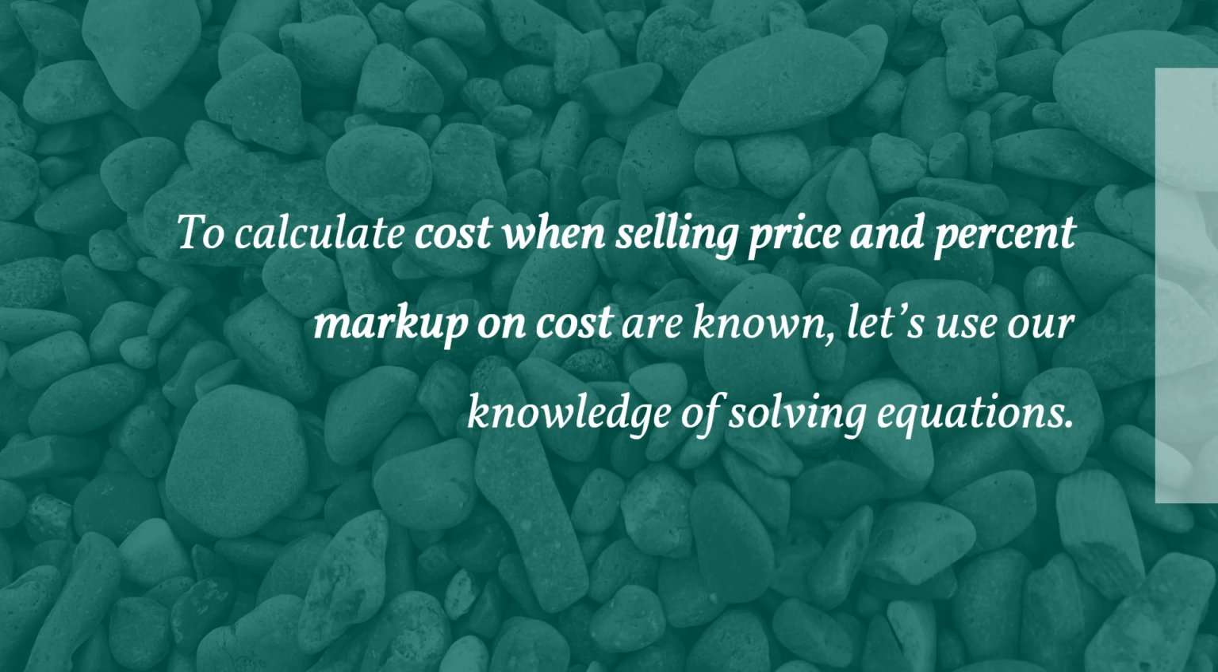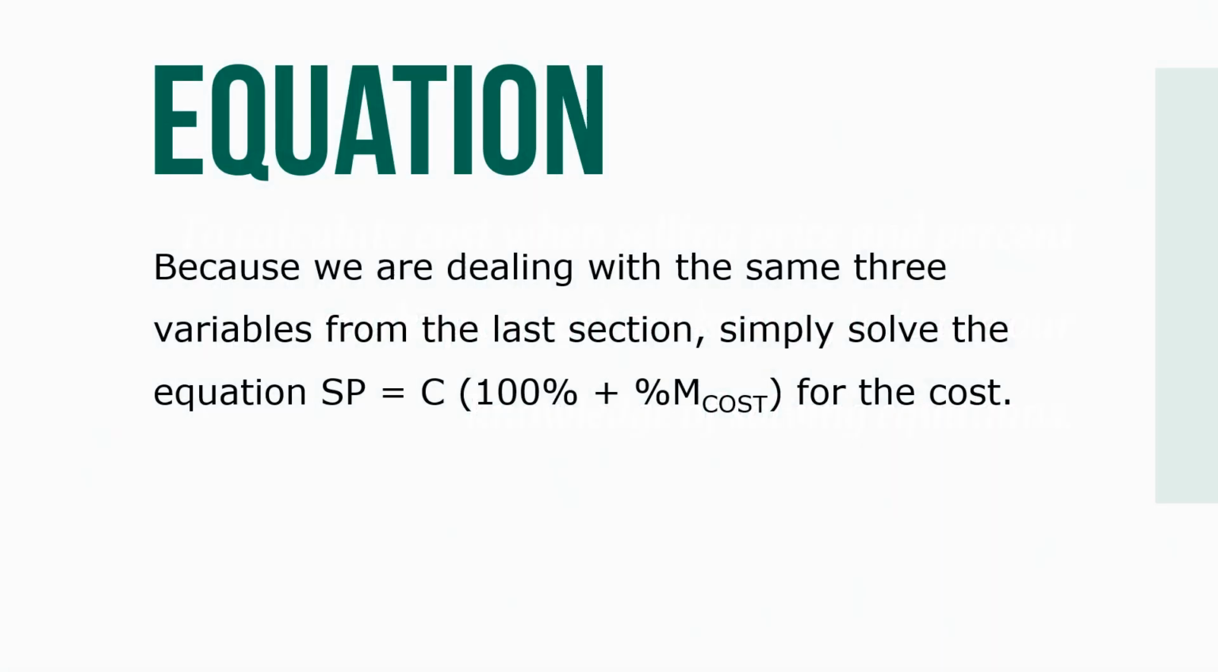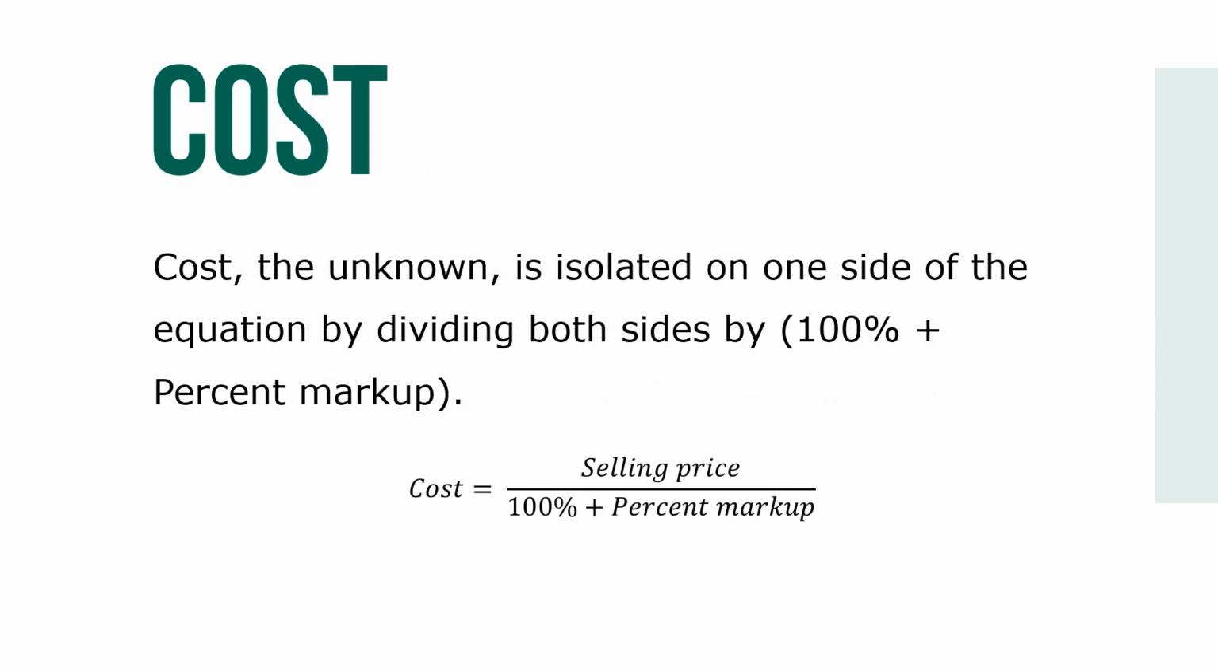To calculate cost when selling price and percent markup on cost are known, let's use our knowledge of solving equations. Because we're dealing with the same three variables, simply solve the equation SP equals C times 100% plus percent markup based on cost for the cost. Cost, the unknown, is isolated on one side of the equation by dividing both sides by 100% plus percent markup. So cost equals selling price divided by 100% plus percent markup.